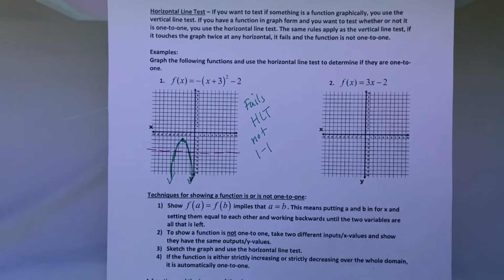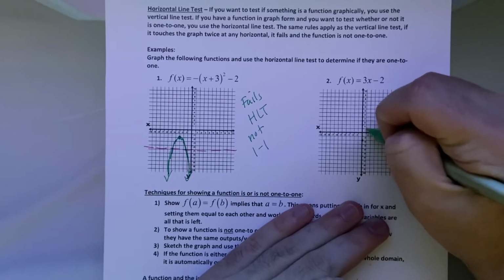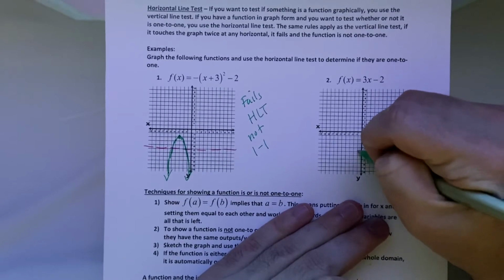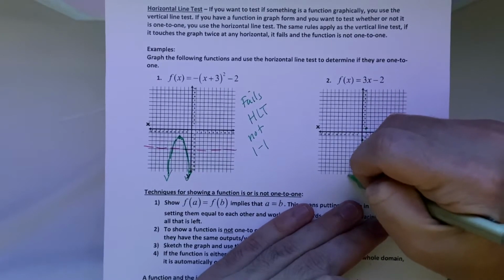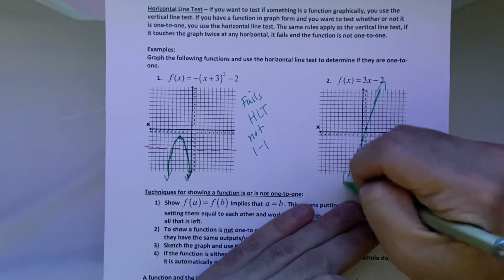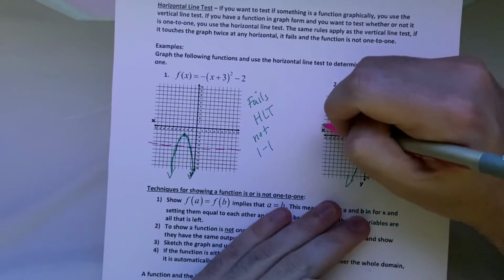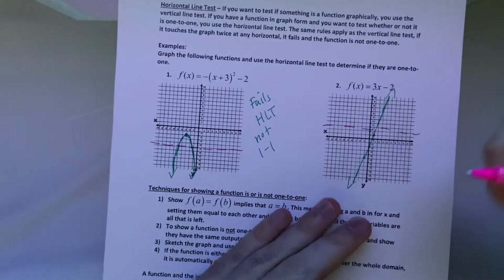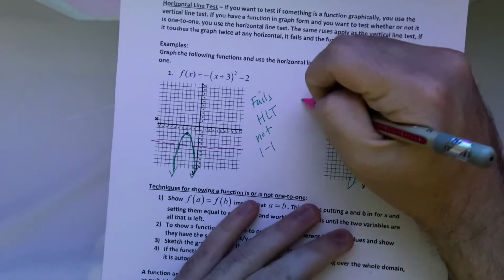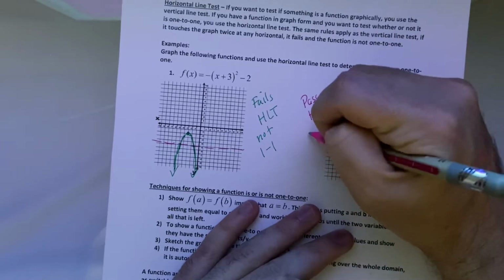What about f(x) equals 3x minus 2? Start at negative 2, slope of up 3 over 1, or down 3 over 1. Now, if I draw a horizontal line anywhere through here, it's only going to hit it one time, which means it passes the horizontal line test, which means it is one-to-one.